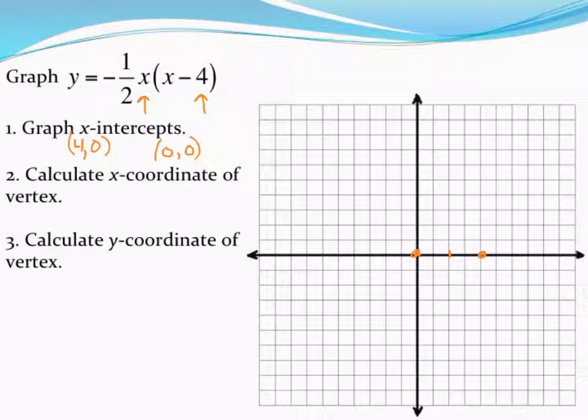Otherwise, remember your formula was to find the average of your x-intercepts. So 4 plus 0 divided by 2 is just going to be 2. So we saw that that was the case. That's actually where our axis of symmetry is. So I'll go ahead and draw that dashed line through there.